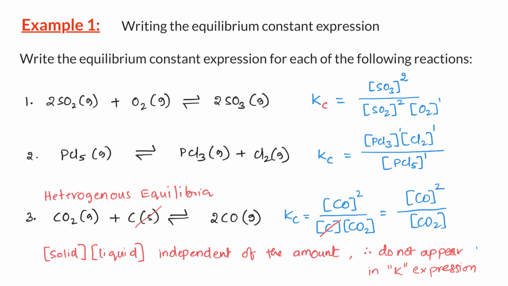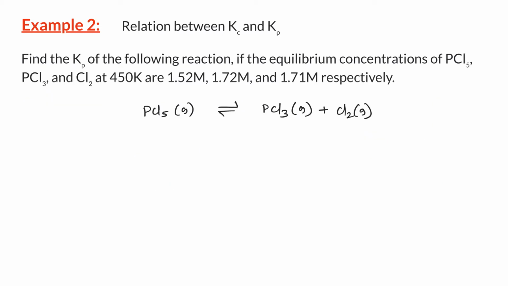Let us now do an example problem converting Kc and Kp, that is, the equilibrium constant in terms of concentrations, to the equilibrium constant in terms of partial pressures. The question is, find the Kp of the following reaction if the equilibrium concentrations of PCl5, PCl3 and Cl2 at 450 Kelvin are 1.52 molar, 1.72 molar and 1.71 molar respectively.